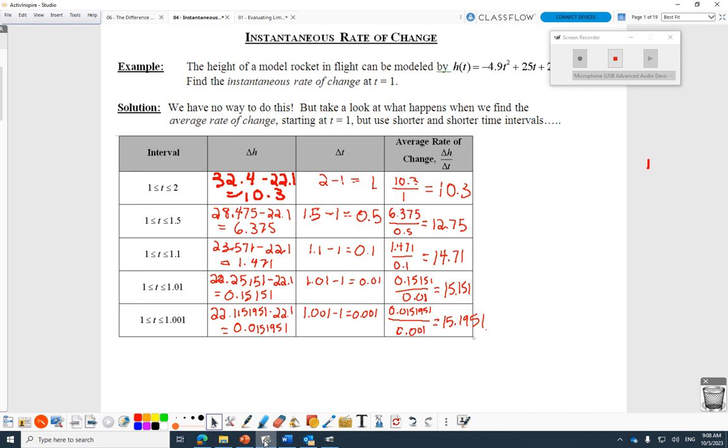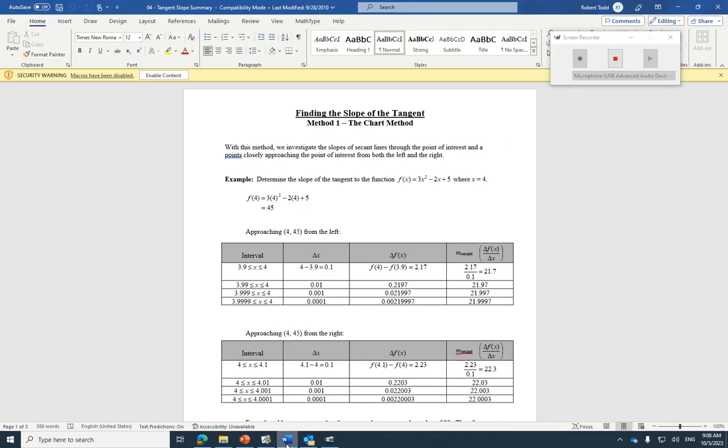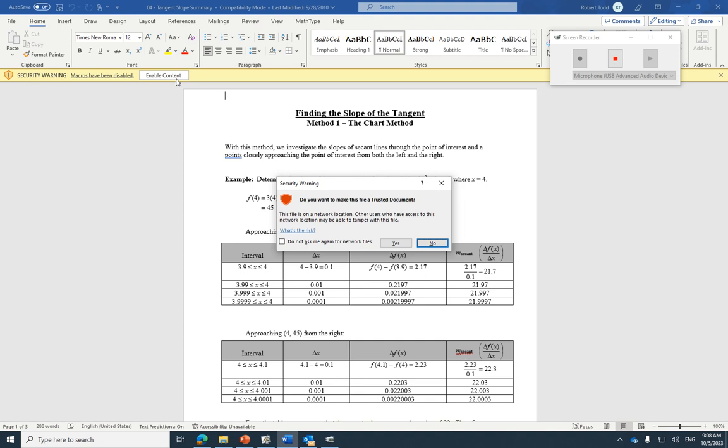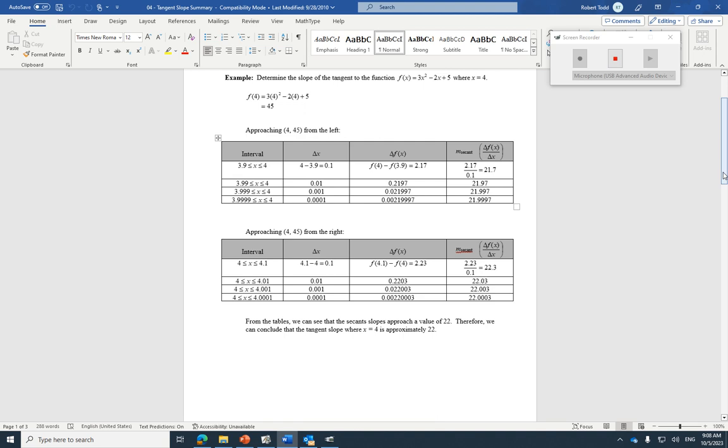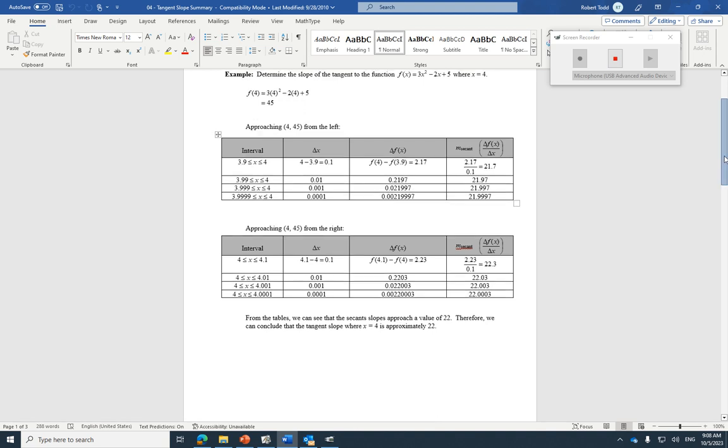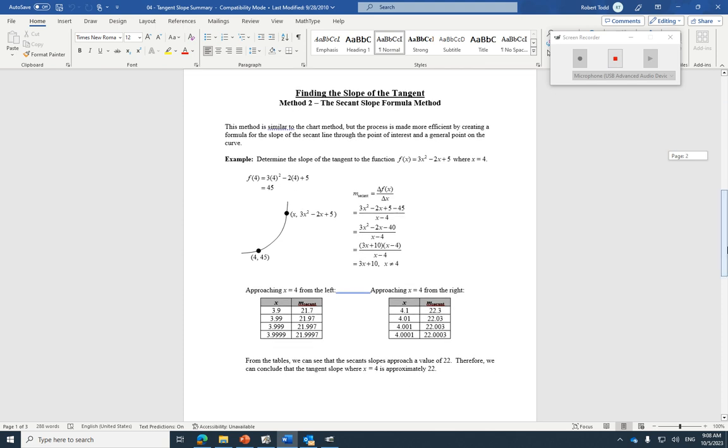Just for a little more review, we had several methods to do this. We had the chart, which was easy to understand, but long and boring. Yes? Then we had the slope of the secant method, which was hard to build, but much more efficient. So it was sort of medium like that.